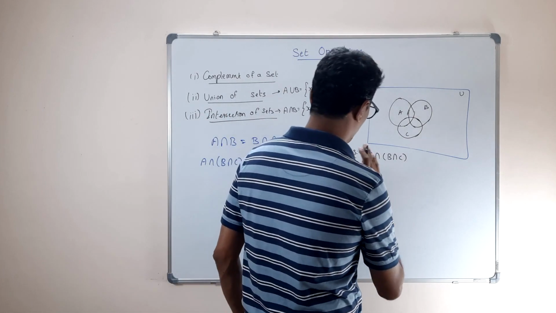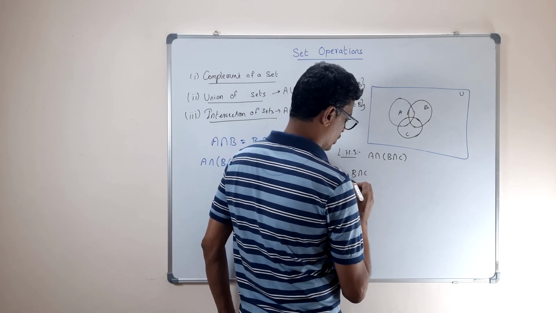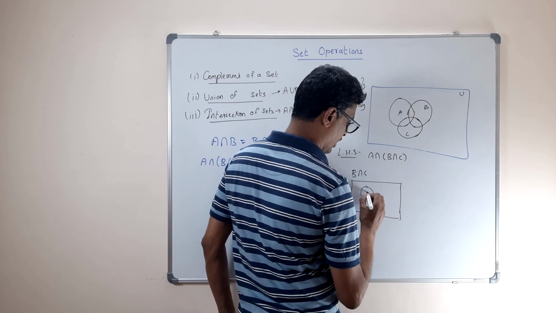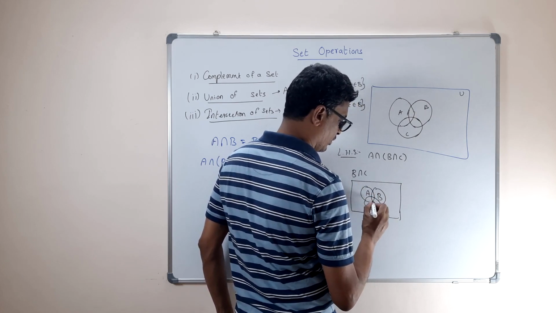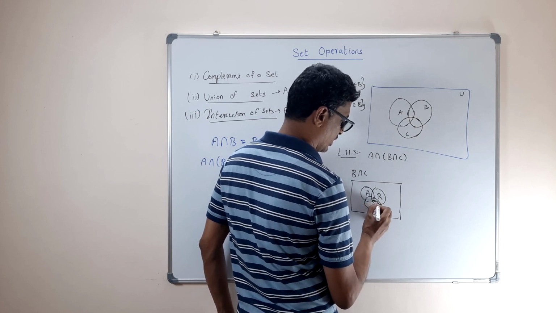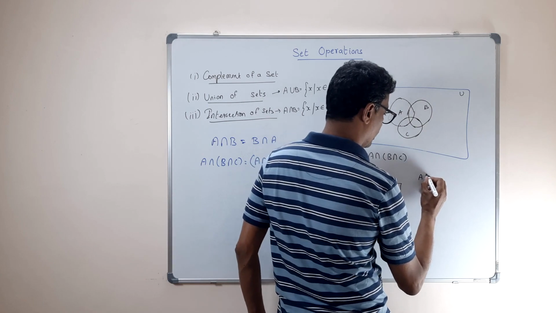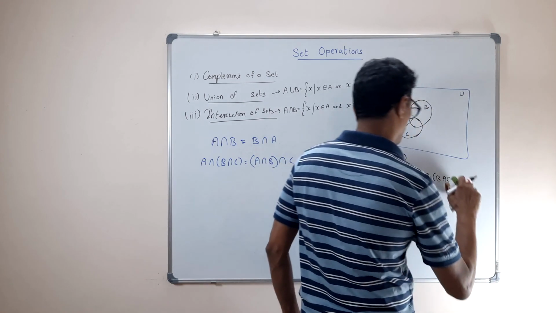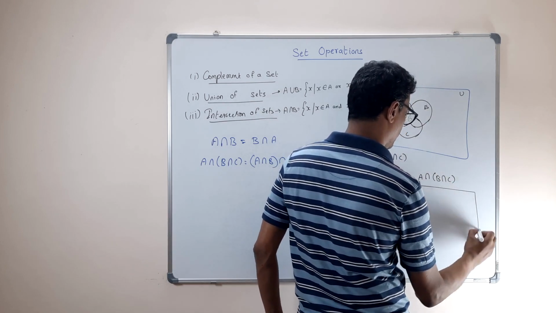So first you have to do this. First let us take B intersection C. How do we write it? Shade it. This is A, B and C. So B intersection C is what? You shade this portion. And then you should write A intersection B intersection C, with B intersection C. Then you do this one.